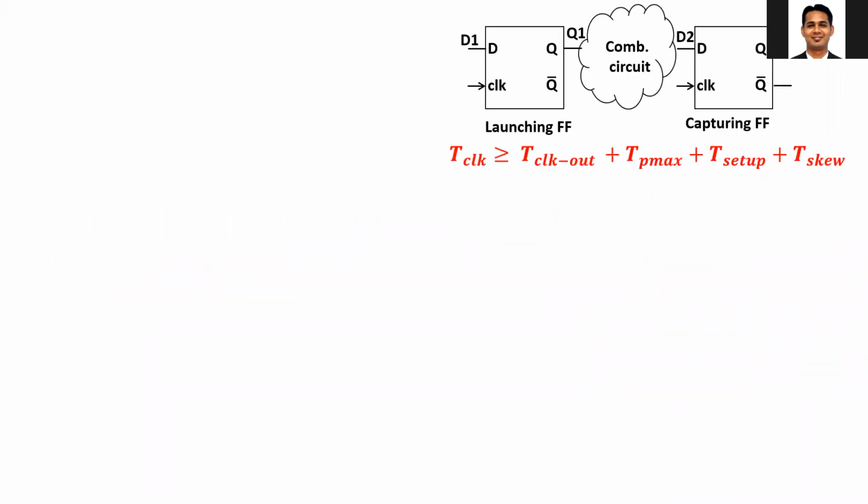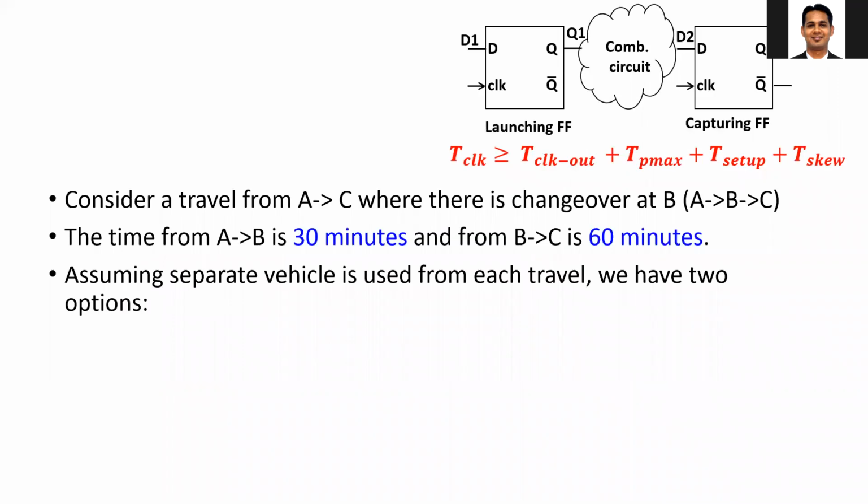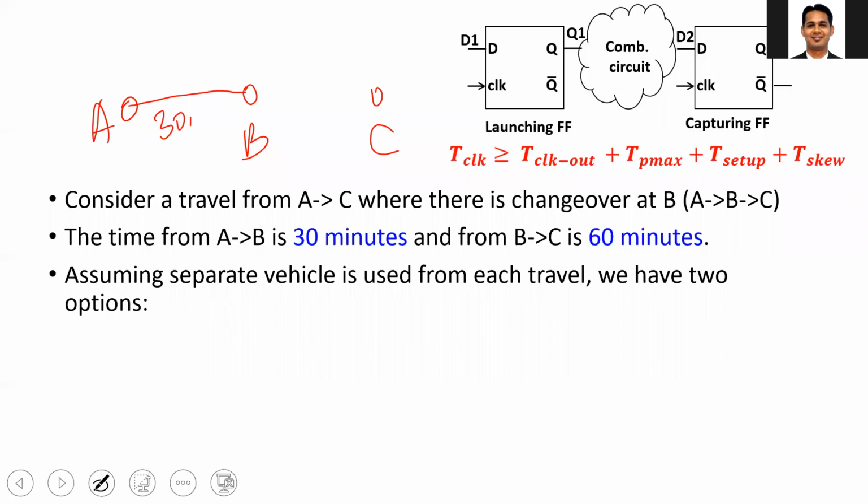Okay, so to understand this more clearly, let's take an example. Suppose that you are traveling from A to C. So this is A, and you are traveling to C, and there is a changeover at B. The time from A to B is 30 minutes, and the time from B to C is 60 minutes. Assume that you can use a separate vehicle to move from A to B and from B to C.